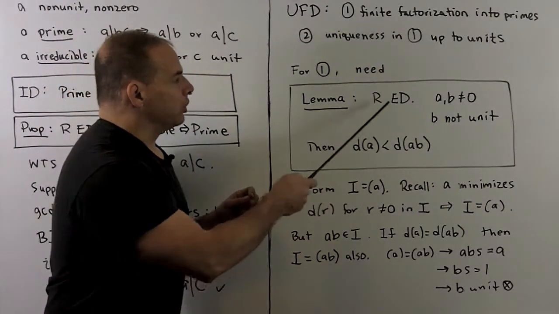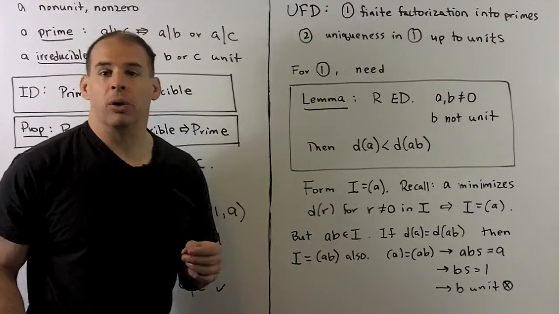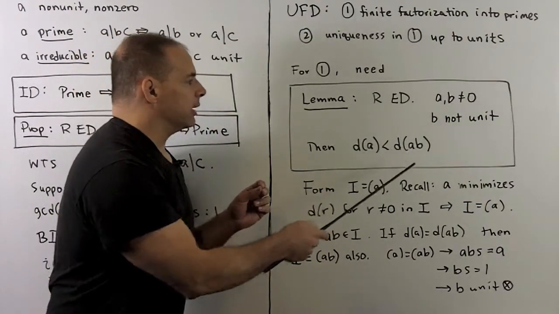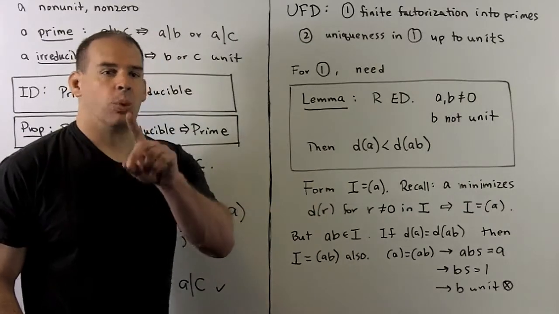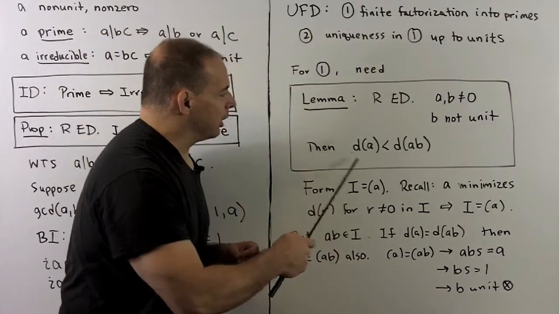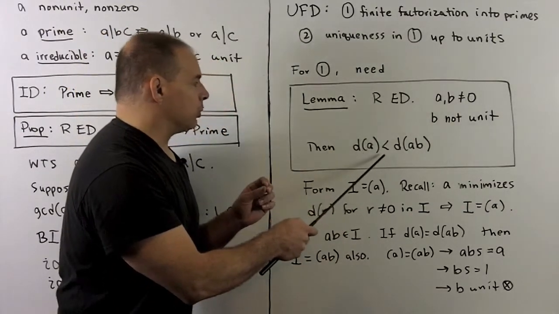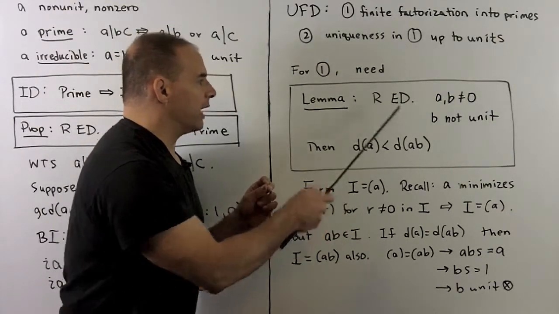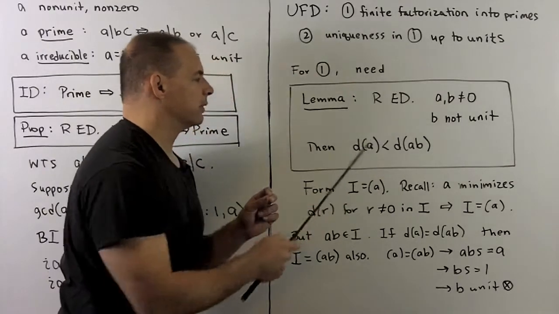Now, R is a Euclidean domain. We have A and B non-zero, B not a unit. Then D of A is strictly less than D of AB. Now, condition 1 is just this statement here, but with less than or equals. So what we're trying to show here is that the inequality is strict when we have these conditions.